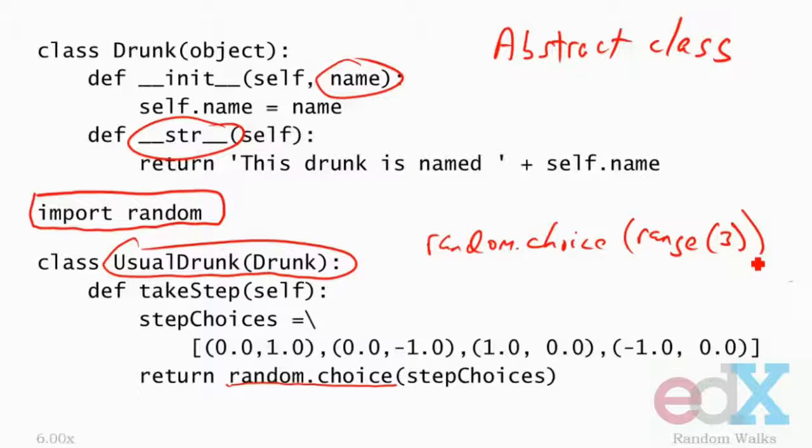Here, it will return a random element of step choices, which we define to be a list of tuples corresponding to the steps in the north, south, east, and west directions. So for example, (0, 1) is a step north, (0, -1) is a step south, and there are tuples for a step east and a step west. With that, I'll stop, and in the next segment, we'll use these classes to start building our first interesting simulation.